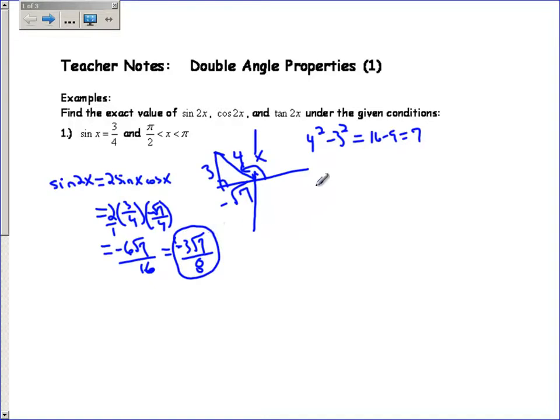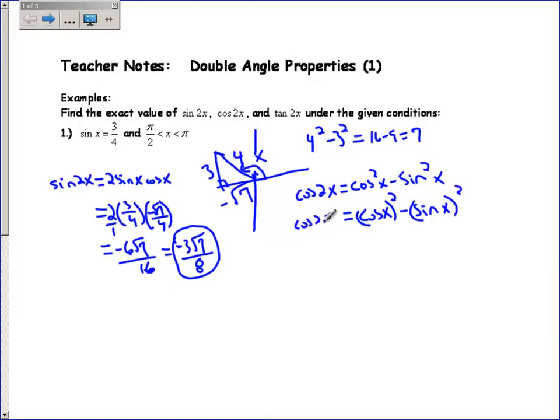Let's go over here and do the cosine of 2x. You saw the cosine of 2x had 3 different formulas, and I can use any of those 3. I'll do cosine squared x minus sine squared x. I'll just use the first one because I have cosine and sine. I want you to understand that this is the same thing as cosine x all squared minus sine of x all squared. So that means this is going to be negative square root of 7 over 4 squared minus 3 over 4 squared.